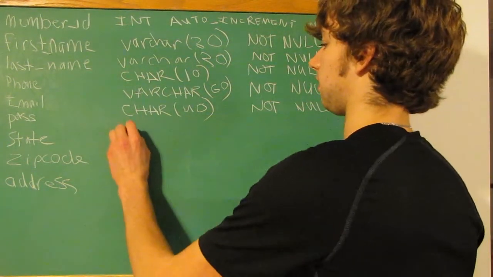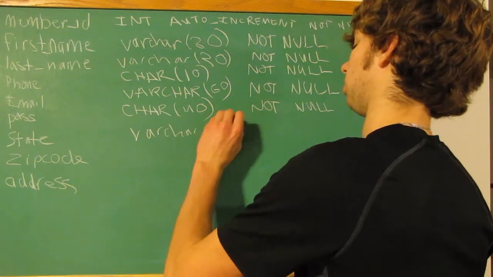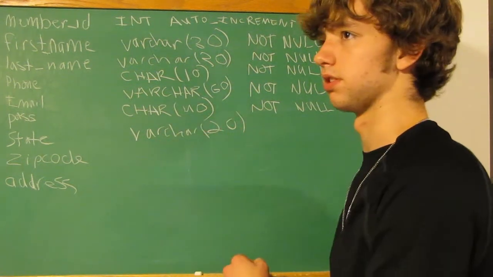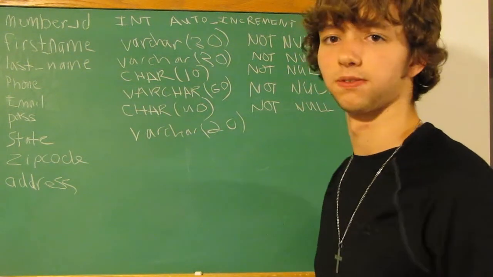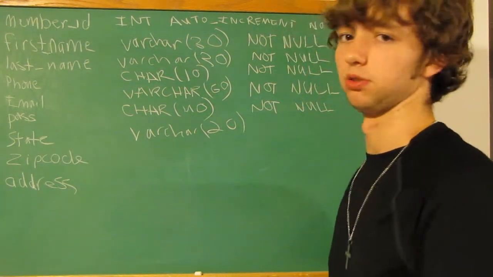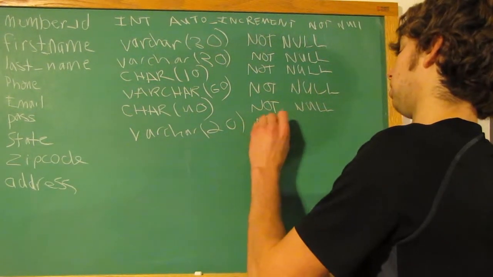State, varchar 20 should be good. I don't think there's any states, at least in America, that are over 20. This is for an American bank. That is why there's no country. Sorry. Not null.